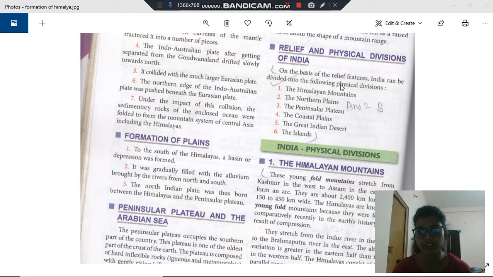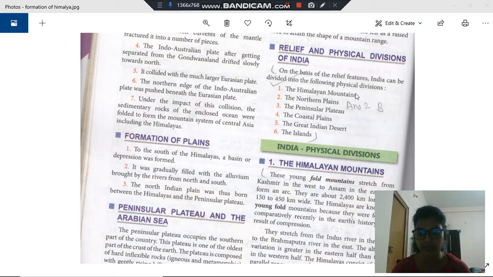On the basis of the relief features, India can be divided into the following physical divisions. Relief basically means we can separate every part of India on the basis of color. So that is what relief is. On the basis of relief, India can be divided into these 6 parts.